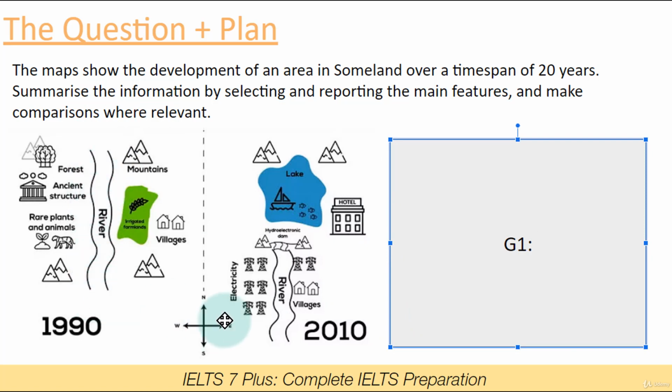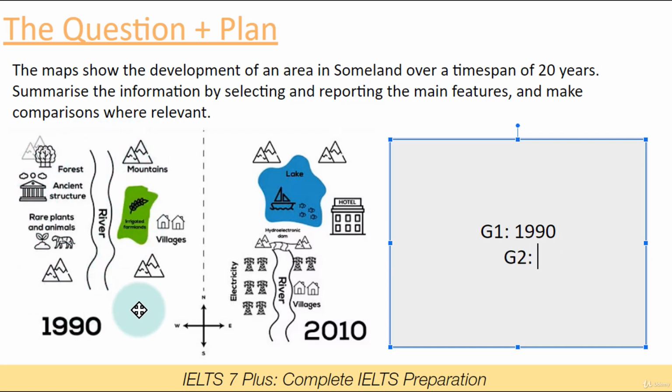However, the river doesn't actually stay the same for both maps, and maybe in 2010 it's easier to describe south of the river and north of the river, but that doesn't work in the same way for 1990. So what I will do is quite simply group by date. So I'm not going to be making so many comparisons in my first detail paragraph. I'm just going to describe the map. I'm going to report the main features.